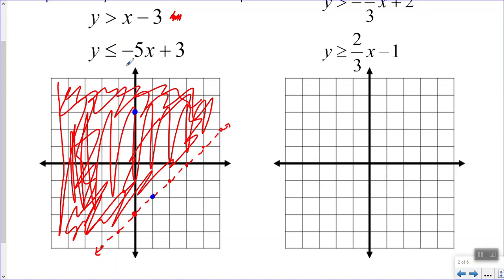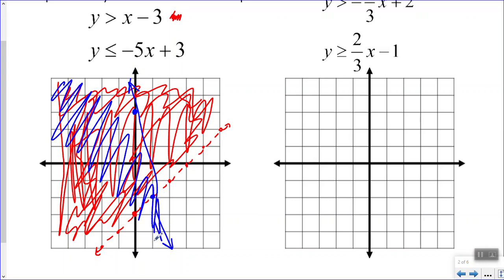Whoa, that's way off. So we'll try it one more time. A little curvy, but gets the job done. And so we've got that, and since it's less than, we're going to shade below the line. So we're going to come down and shade all of this.